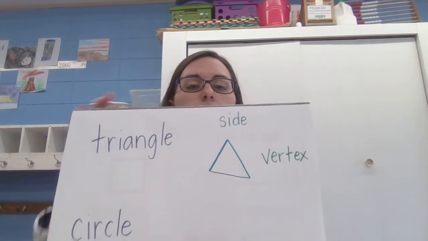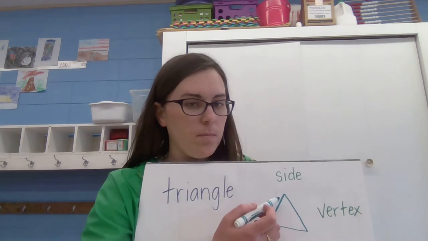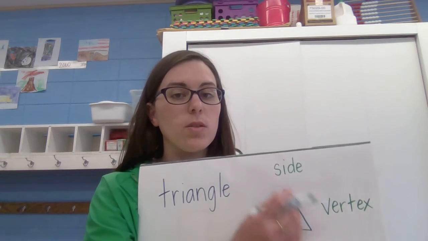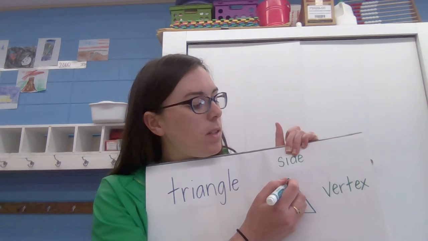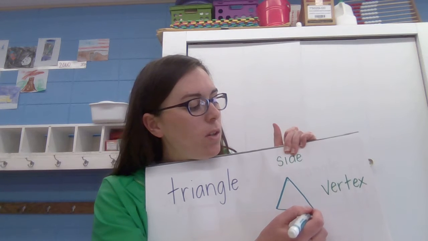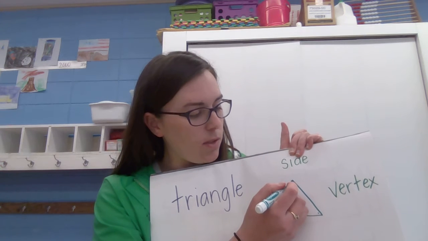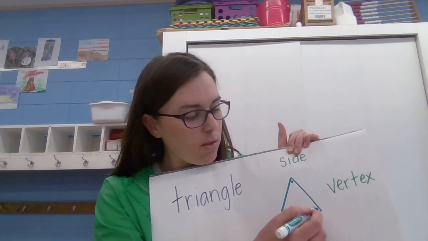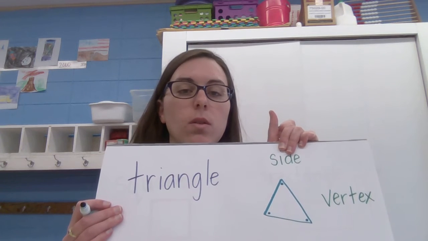Let me just draw a real quick triangle on here. And the sides are those straight edges. A vertex is where two sides join together or meet. So I'm going to put a dot inside of each vertex. Sometimes people call them corners. Oh, you can't even really see those dots. Let me make them a little larger. Sometimes people call a vertex a corner or an angle.